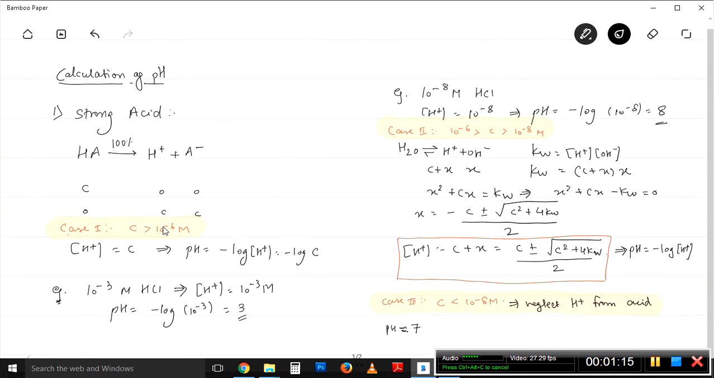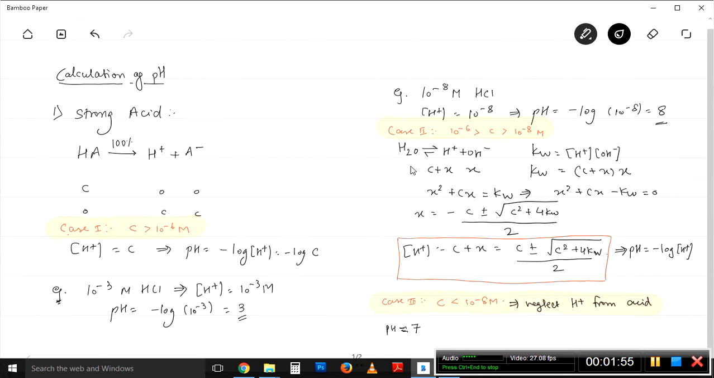Now if you can see, I have made 3 different cases. Where concentration is greater than 10^-6, I can adopt the first approach wherein we directly took negative log of the concentration. In the second case, if the concentration is between these two values, 10^-6 and 10^-8, we will have to solve this particular quadratic equation. And the third case is when concentration is very low or less than 10^-8, we can actually neglect the H+ that is coming from acid, and we can approximately say that pH is equal to 7. So let me explain to you why these are the cases that we are getting.